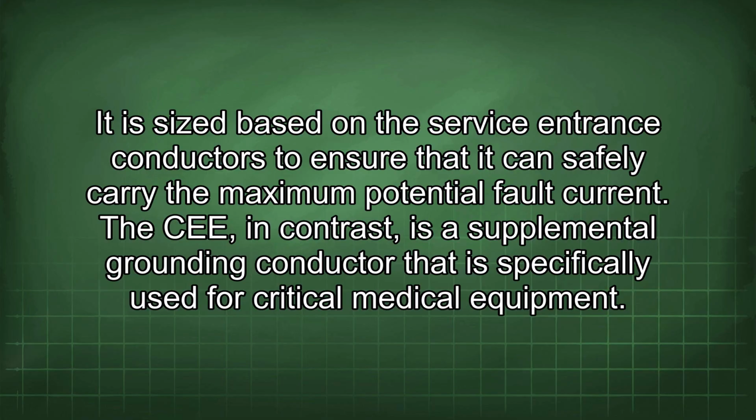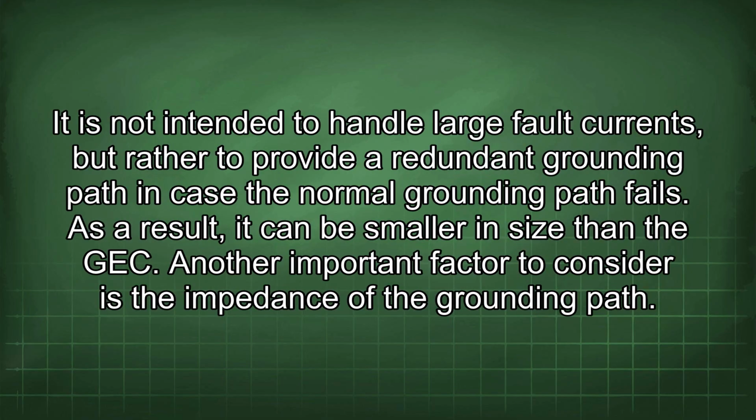It is sized based on the service entrance conductors to ensure that it can safely carry the maximum potential fault current. The CEE, in contrast, is a supplemental grounding conductor that is specifically used for critical medical equipment. It is not intended to handle large fault currents, but rather to provide a redundant grounding path in case the normal grounding path fails. As a result, it can be smaller in size than the GEC.